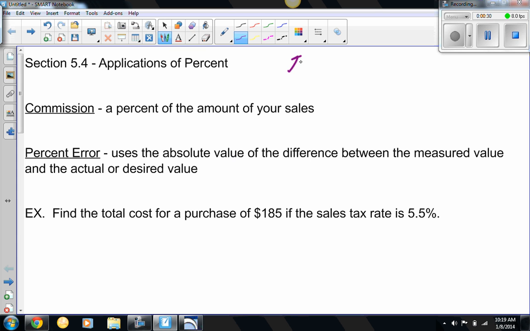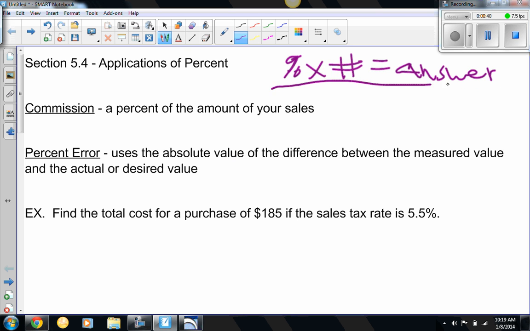So yesterday, remember, we always had the percent first of the number equals the answer. And that's what we used for all of yesterday's problems. We'll be using it for some of today's, and then we'll have a couple little different things we got to do. But for the most part, we'll be using this.